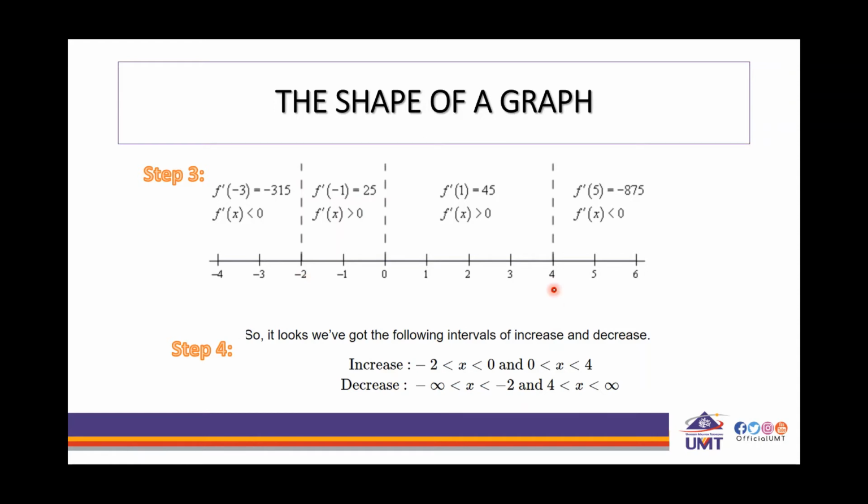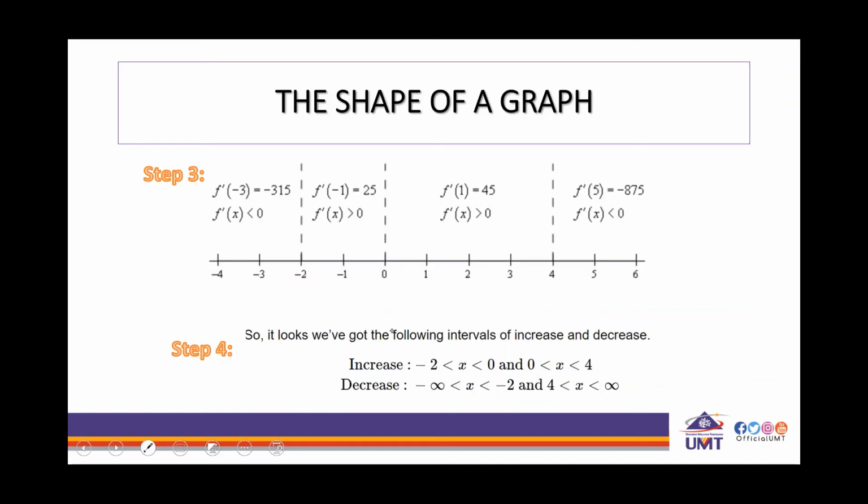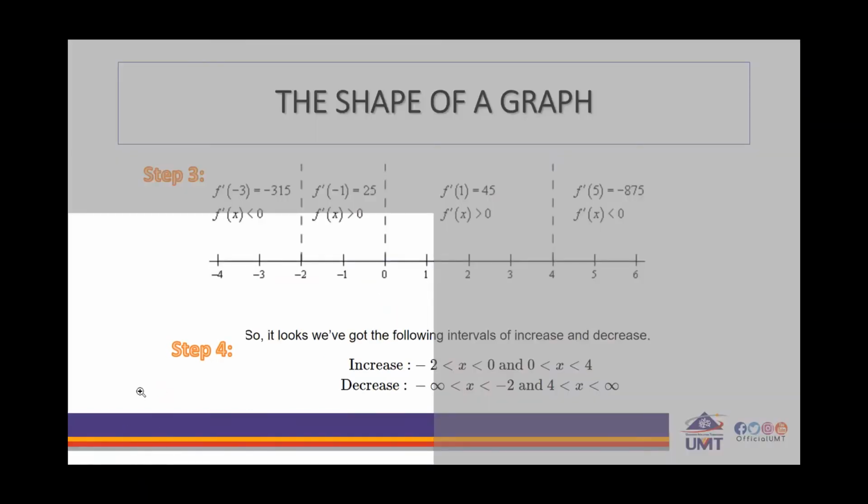So you want to find whether the value of the prime, the derivative, is greater or smaller than 0. How to find that: once you have these limits, pick one value and put it inside this. For example, in this case, f prime x is negative 5x squared, (x minus 4), (x plus 2).